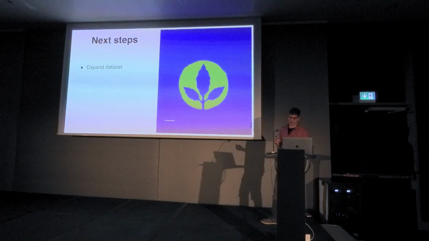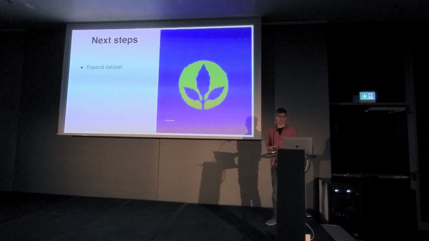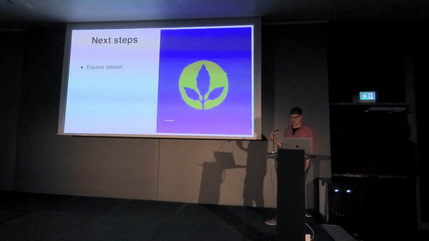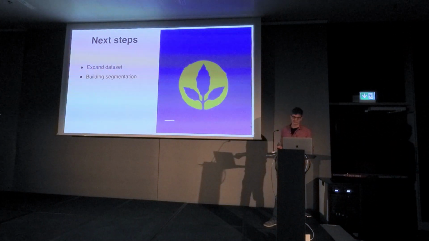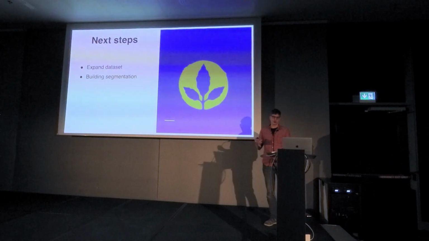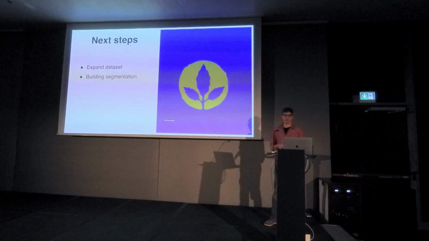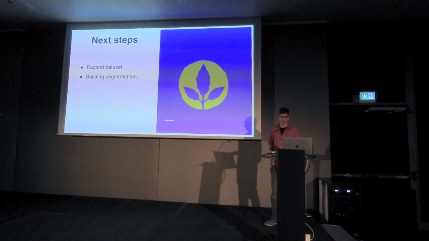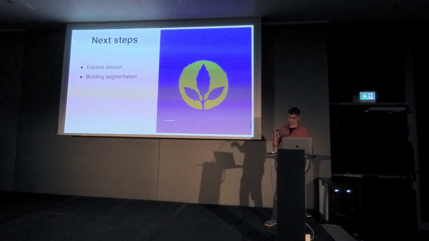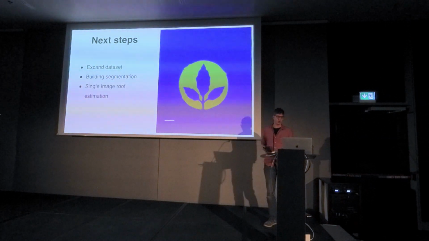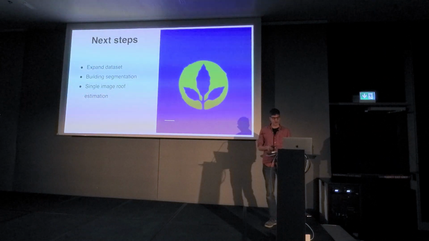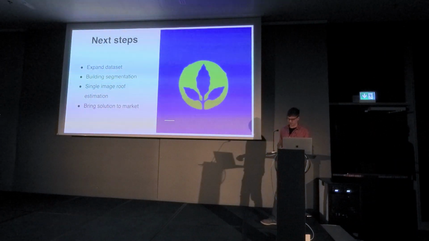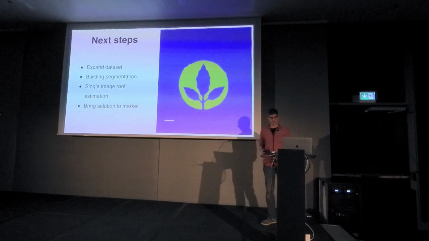So the next steps, the most straightforward way to improve this approach is just to expand our data set, which was the most laborious part of this task, but it's the most straightforward way to improve it. We could additionally do additional pre-processing, like segment out the building footprint to remove the various junk around the building. Most of the time we zoomed in enough that wasn't an issue, but for smaller buildings, residential ones, it would be important. We could try to tackle estimating the roof age from a single image, which would be hard, but maybe possible. And most importantly, bring the solution to market.